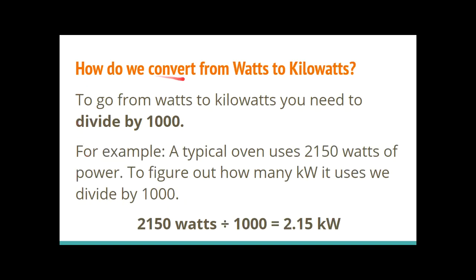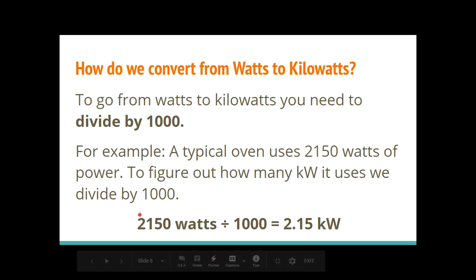So how do we convert from watts to kilowatts? To go from watts to kilowatts, you need to divide by 1,000. For example, a typical oven uses about 2,150 watts of power. To figure out how many kilowatts it uses, we divide by 1,000. So we take 2,150 watts and divide by 1,000, we get 2.15 kilowatts.